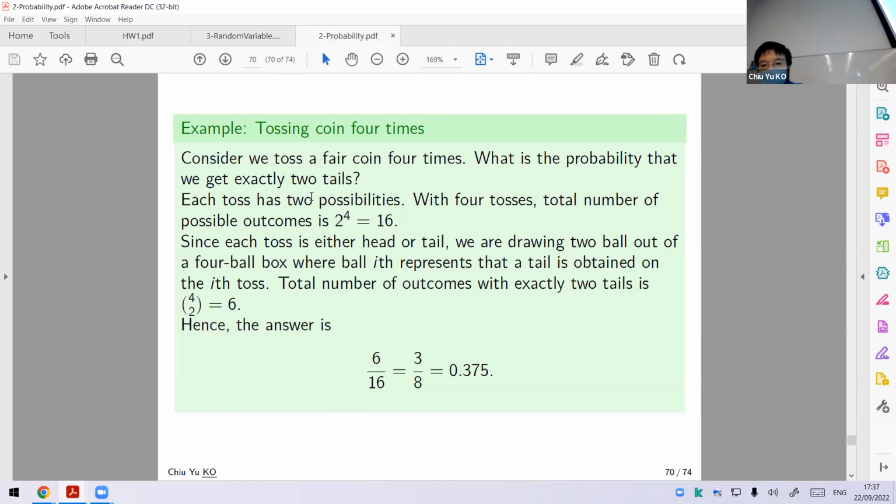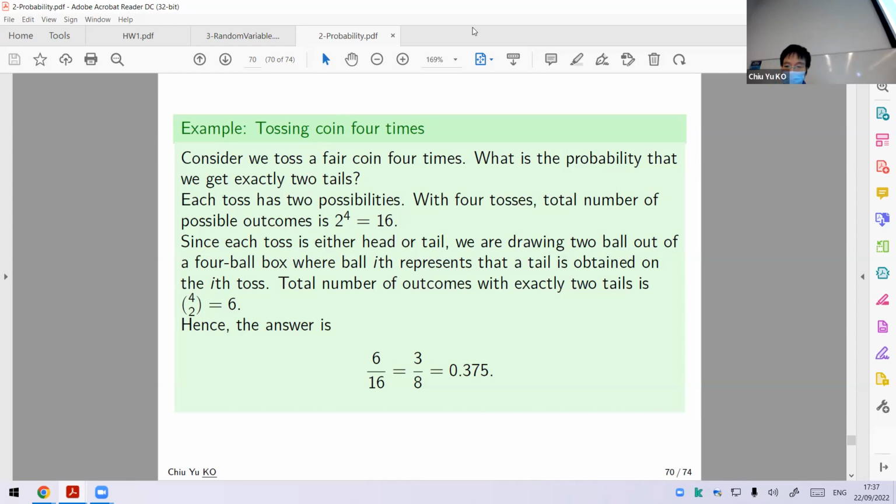Okay, now the next part is a little bit complicated. How many outcomes have two tails or two heads is actually related to the idea of pulling a ball. Okay, so let's think about this in the following setup.